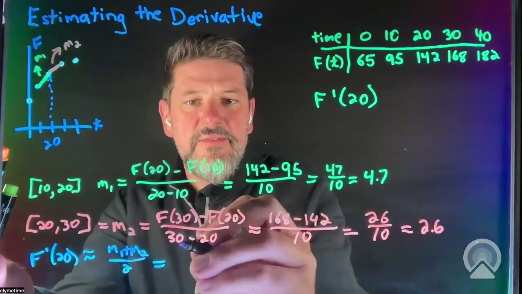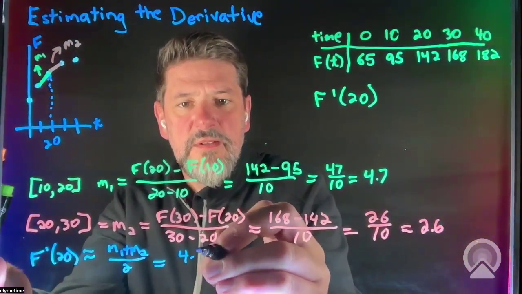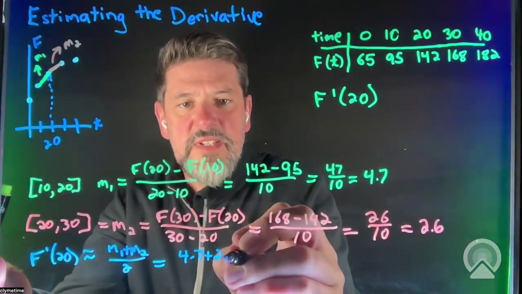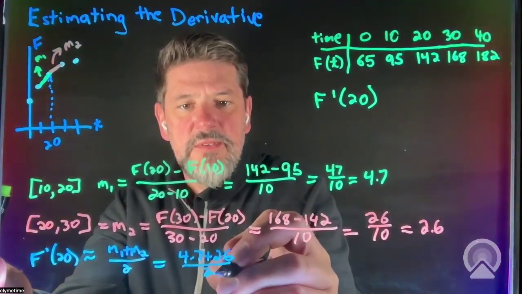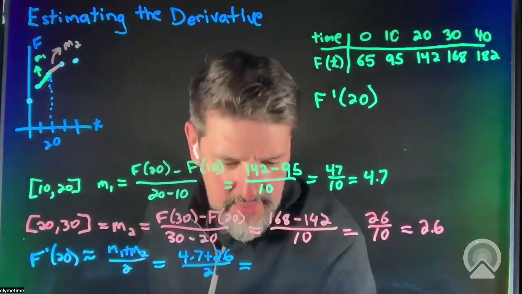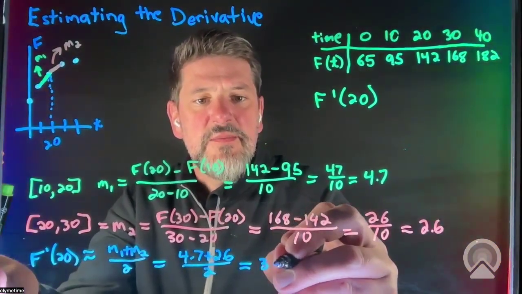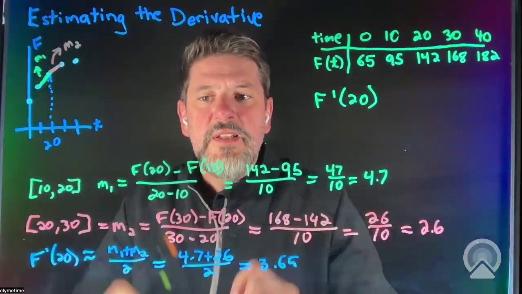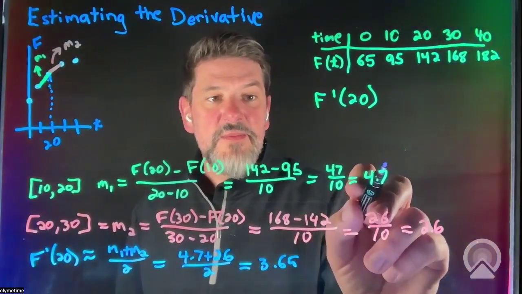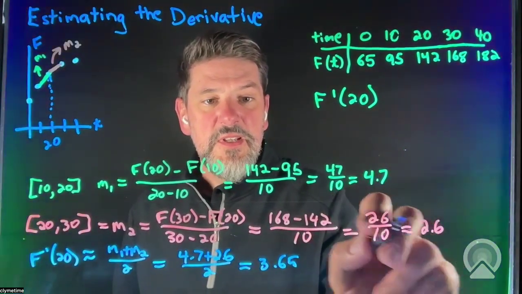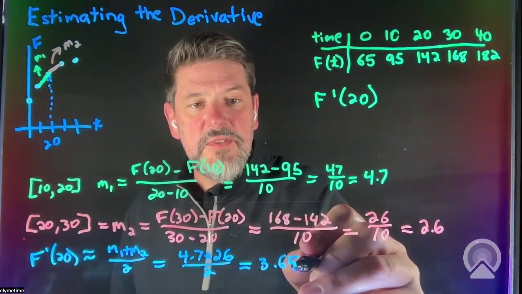So if I did that, I have 4.7 plus 2.6 and divided by 2. And let me check, make sure I get this right, 3.65. And so not surprisingly, the slope is right in between the green one and the orange one. The blue one is right in between the two.